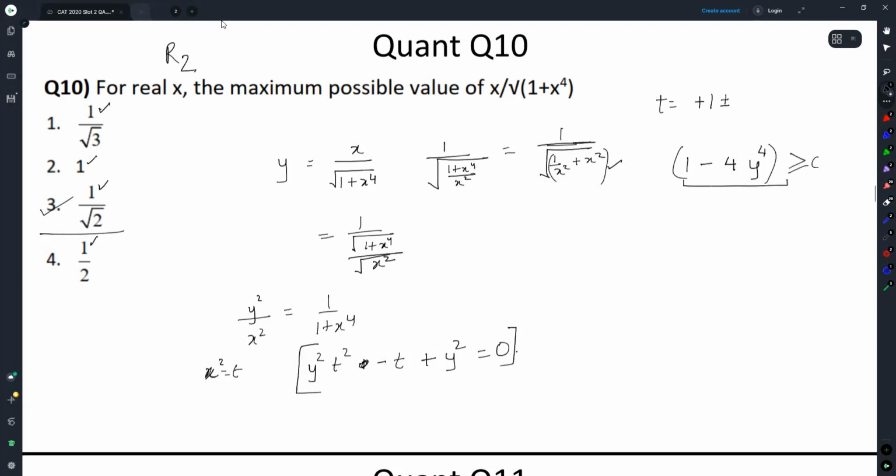This has to be greater than or equal to 0. So 4y raised to the power 4 has to be less than or equal to 1. So y raised to the power 4 has to be less than or equal to 1 by 4. So y square has to be less than or equal to 1 by 2. So y has to be less than or equal to 1 by root 2. This will be the technical way, no?